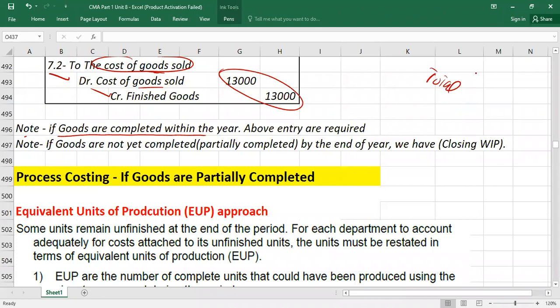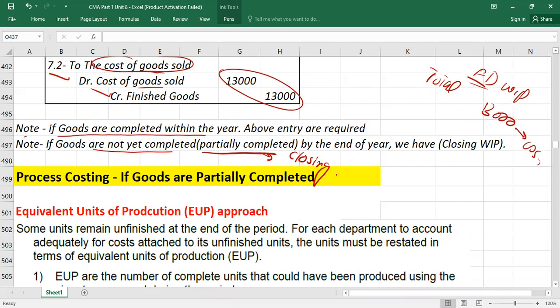So the total, for example, of the finishing department work in process account was how much? 13,000. So we know the cost of the product then. If products are completed, you know the cost. The problem will arise where the products are not yet completed by the end of the year. These are called what? Partially completed products.